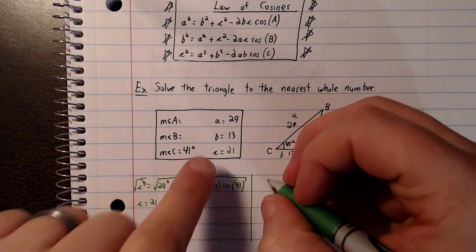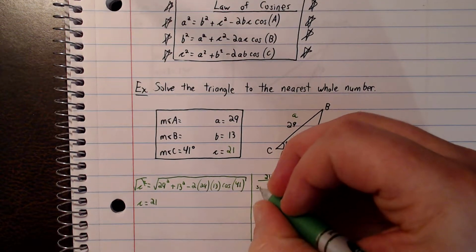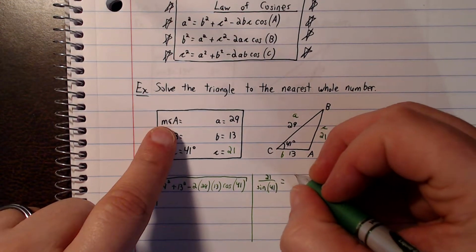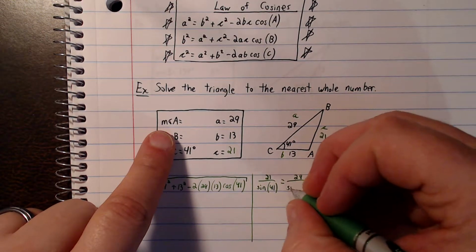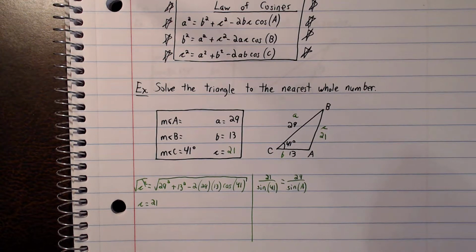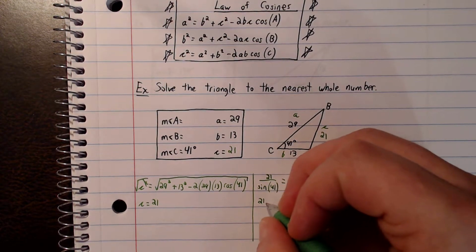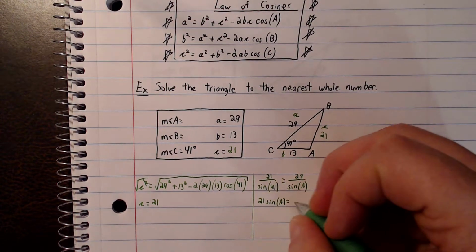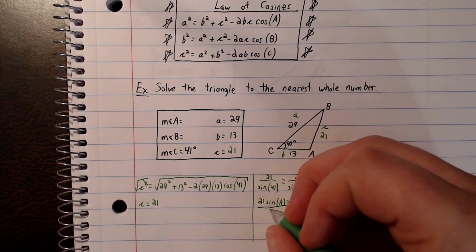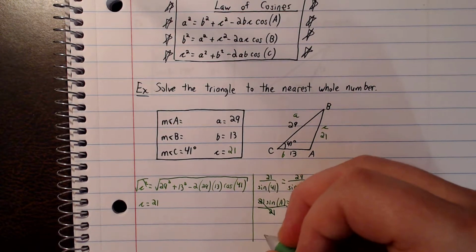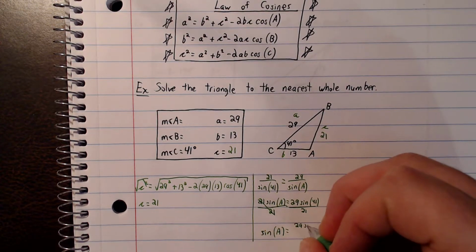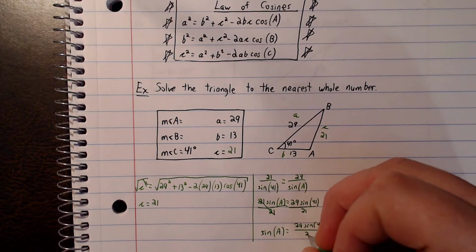All right, we're going to work with side C, which is 21, compared to sine of angle C. And let's find A first. We know 29. We're trying to look for sine of A. All right, a little bit of a quick cross multiplication, a little bit of division. So we get sine of A to equal 29 sine of 41 divided by 21.